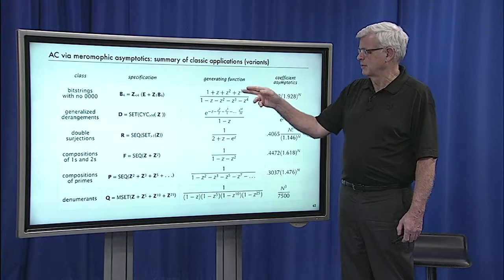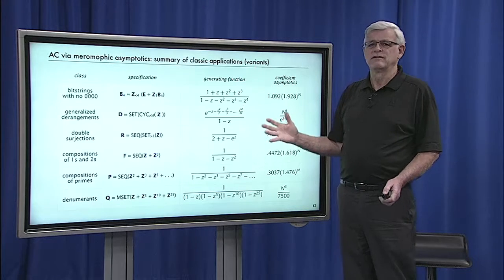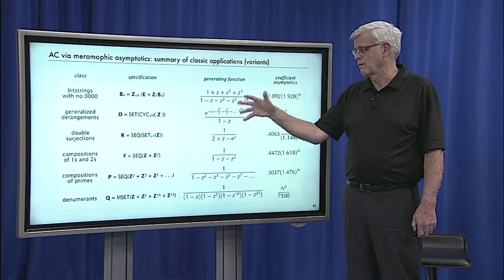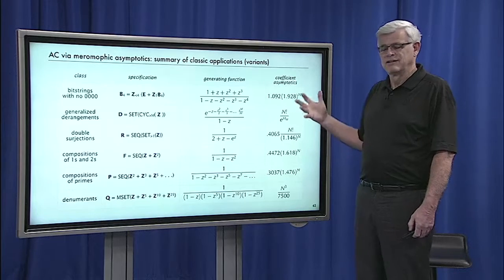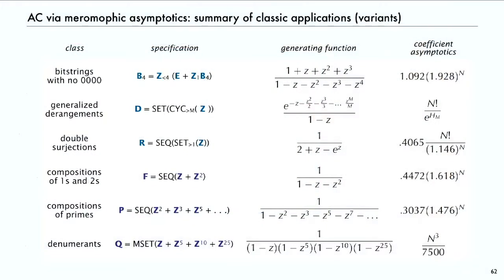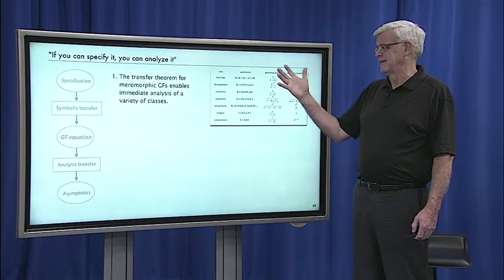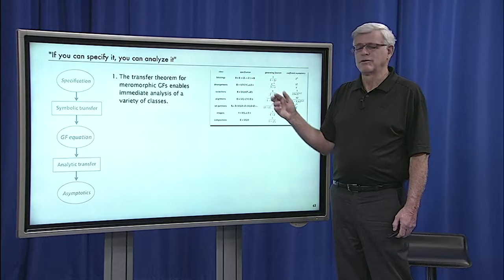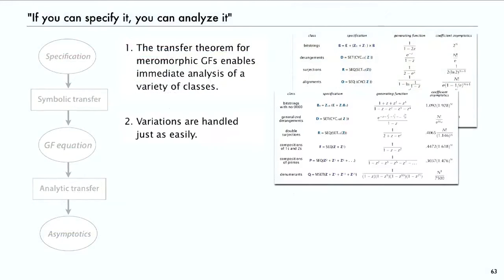And that's important because the idea of a spec gives us an open-ended way to specify combinatorial classes without having to worry that we may not be able to understand their coefficient asymptotics. Actually, we can for this huge set of combinatorial classes. So, as promised, in this lecture you've seen that our transfer theorem for meromorphic generating functions gives immediate analysis of a large variety of classes.